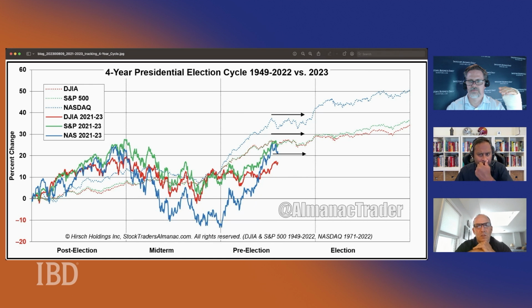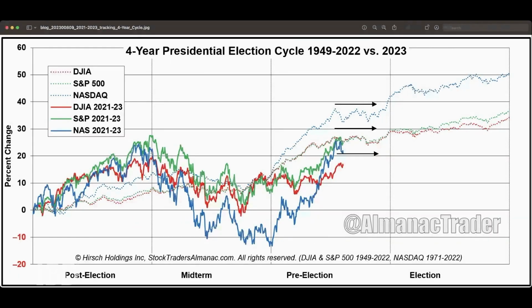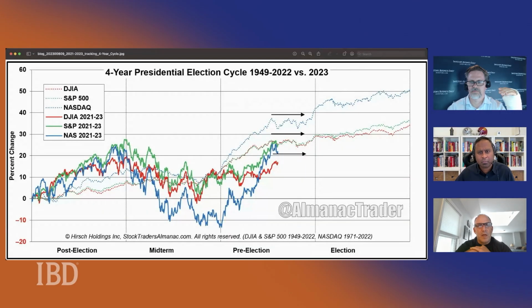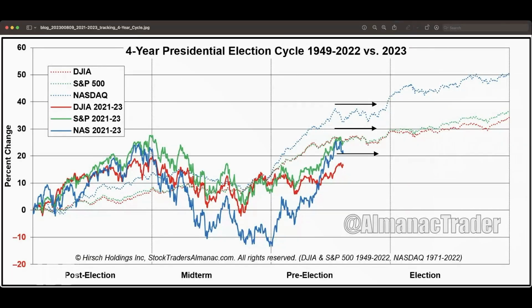So what we have here is the 4-year presidential election stock market cycle going back to 1949. I'm sure you guys know the world changed after World War II, and 49 is the first full 4-year cycle since then. And then 21 through 23 here, which amazingly is moving quite closely to the pattern. You can see Nasdaq in this blue line was below average in the big sell-off we had last year, but the trend is true.